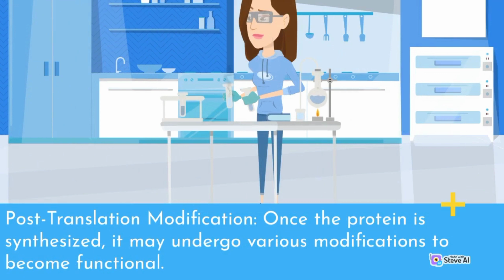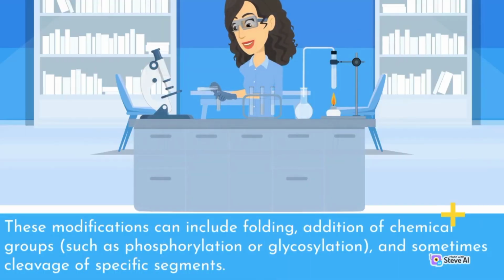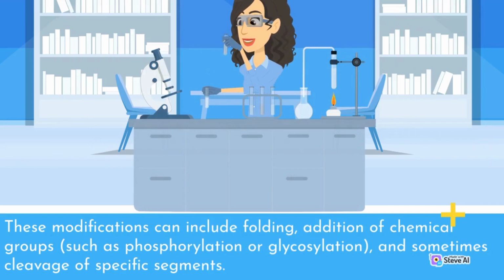Post-translation modification: once the protein is synthesized, it may undergo various modifications to become functional. These modifications can include folding, addition of chemical groups, such as phosphorylation or glycosylation, and sometimes cleavage of specific segments.